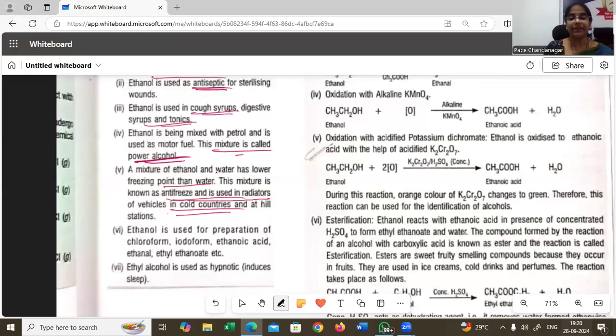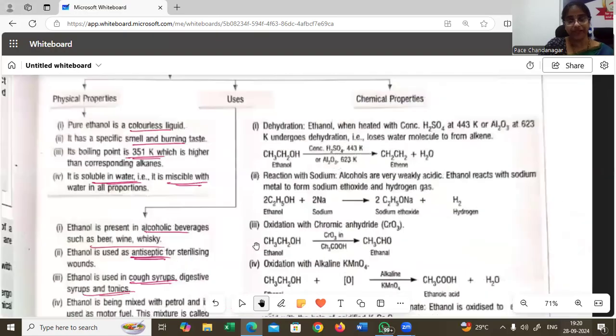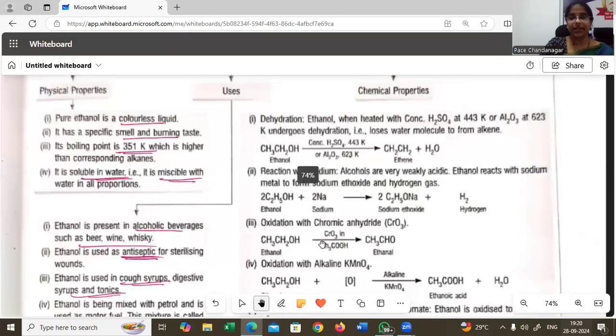Then ethanol is used for the preparation of chloroform, iodoform, ethanoic acid, and ethyl ethanoate, and this is nothing but your soap. Oh, we will talk about this later. Next, ethyl alcohol is used as a hypnotic, which induces sleep, and as I told you, it is used as a sedative. So these are all the uses, right?